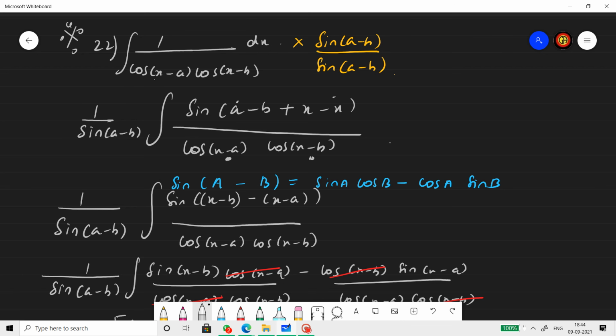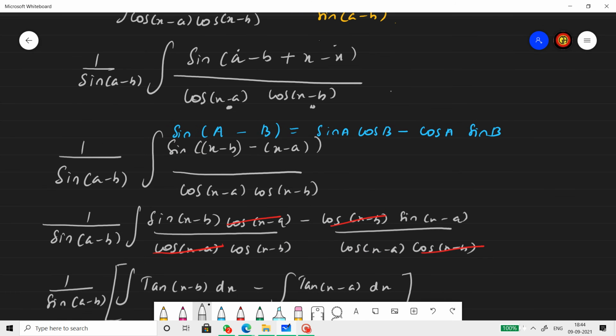Now, since it's a cos version in the denominator, I'm going to multiply with sine. If it's cos of x minus a into cos of x minus b, forget about x minus a and x minus b. If it's cos, we multiply with sine term. If it is cos sine or sine cos, we multiply with cos. So here I multiplied and divided with sine of a minus b. Then a denominator sine of a minus b is taken out.